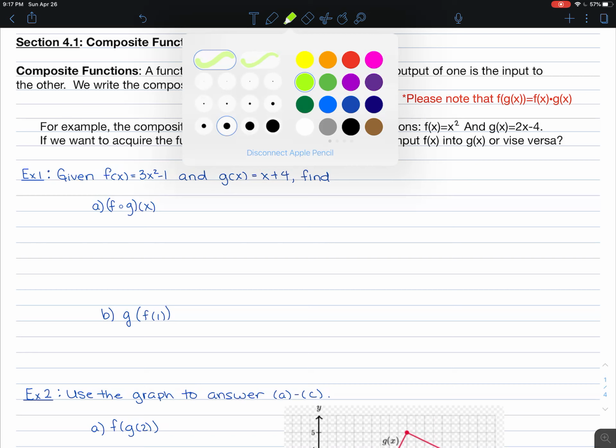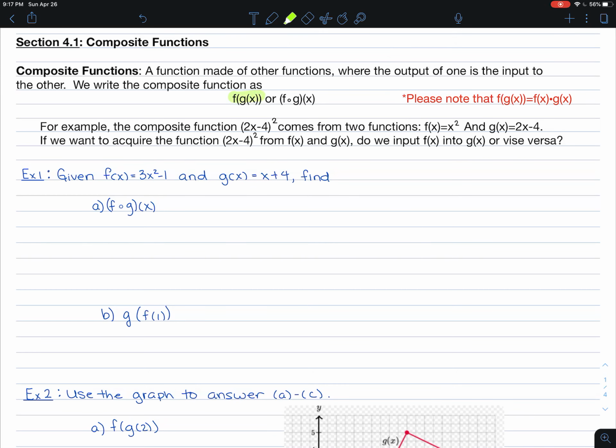Here, let me go ahead and highlight that so you know what I'm talking about. f of g of x, or we can also write it f of g of x. Please note that f of g of x does not mean f of x times g of x. Okay, let's go ahead and look at a composite function.